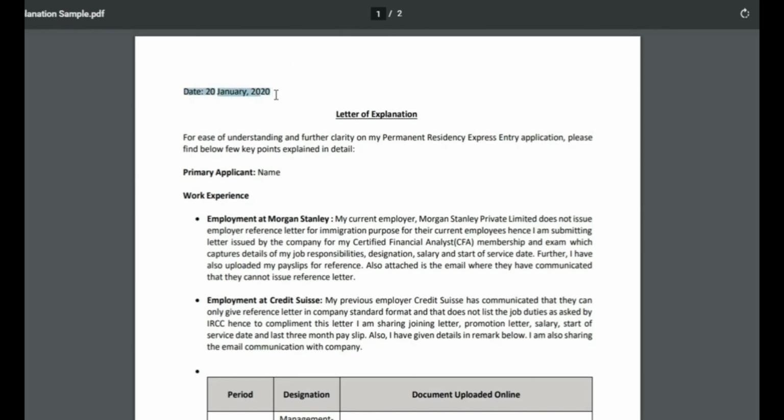It started with the date so that in case we follow up with any letter of explanation in future, we can keep a record, and then the heading as letter of explanation and then the context. For ease of understanding and further clarity on my permanent residency Express Entry application, please find below a few key points explained in detail. For the primary applicant, which is my wife, related to her work experience, at 2 places she was having a challenge. So the heading was given with the company name so that the immigration officer knows what it is related to, and then the situation was explained.